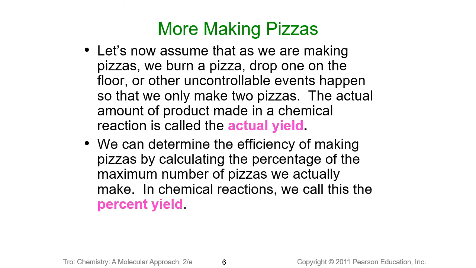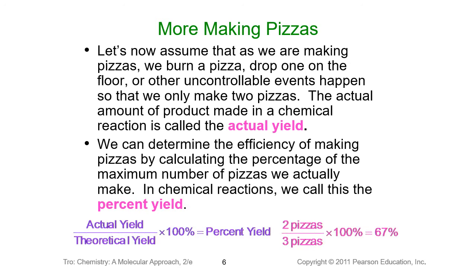And typically, increasing the percent yield is a very highly studied part of chemistry, because the more product and the more efficiently we can make that product, the more profitable it can be. So if we wanted to find our percent yield, it's actual yield divided by theoretical yield times 100. So for our pizzas, if we made 2 pizzas that were edible and we could make a maximum of 3, our percent yield would be 67%.